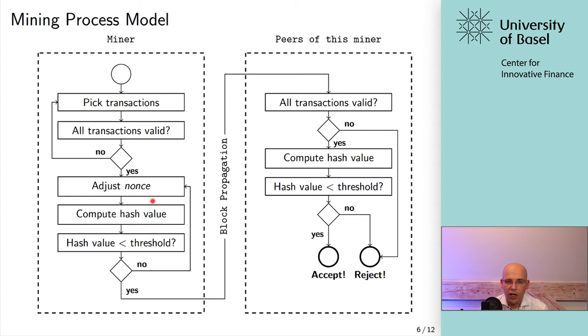And then you check as the miner if the resulting hash value is below your threshold value. Now, in most cases, this will be a no. If yes, then jackpot. We will talk about that later on. But in most cases, it will be a no. And if it is a no, then you move back to this right here where you are adjusting the nonce. Okay. And now it becomes clear what this nonce actually is.